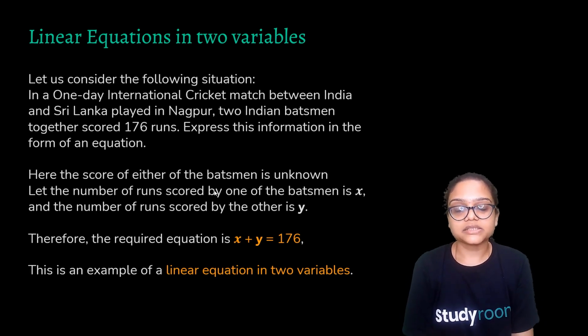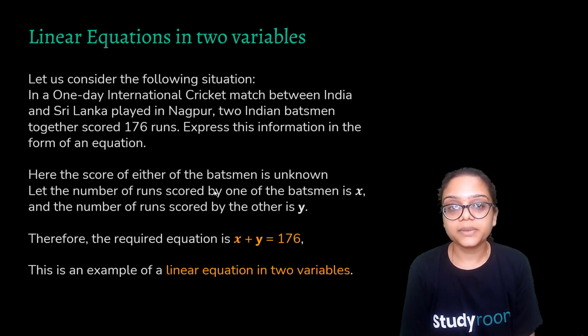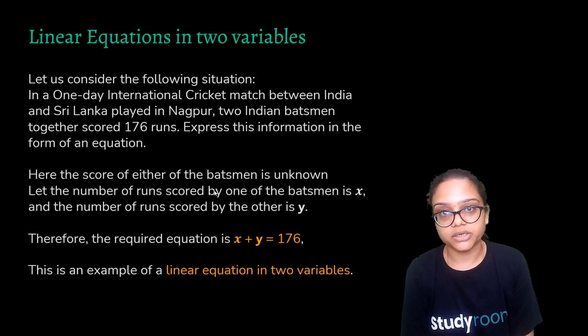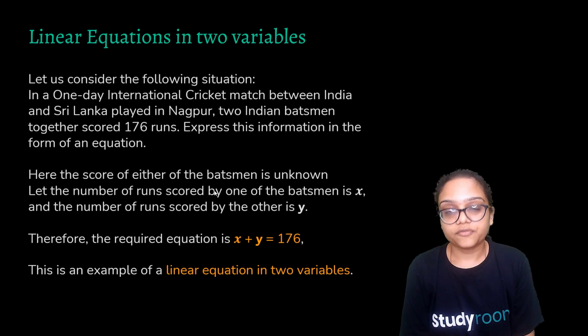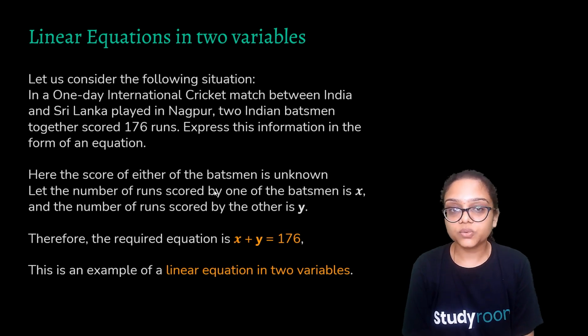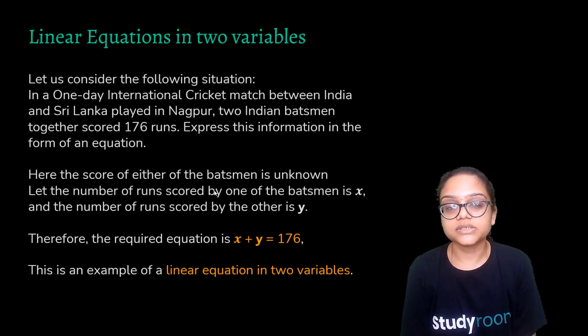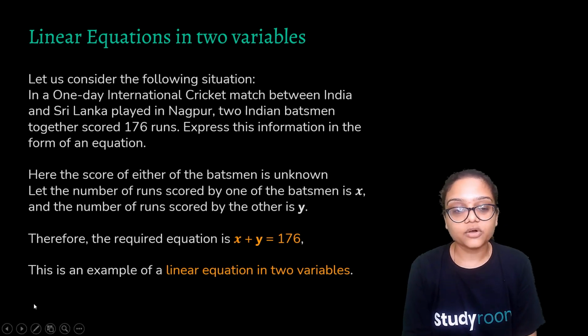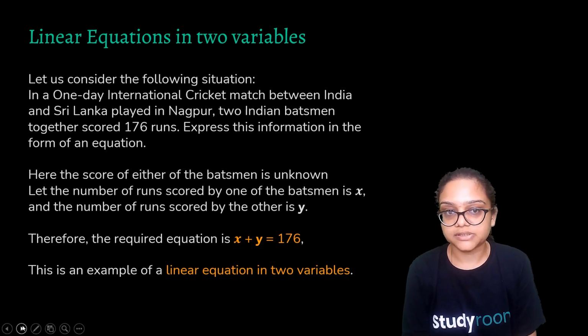From the previous classes we have learned what a variable is. A variable is something which keeps on changing, so it is not fixed or defined. That's why we use x, y, z to denote them. Here two variables are used, hence it is called a linear equation in two variables. Why linear? Because no power or exponent is expressed in this.